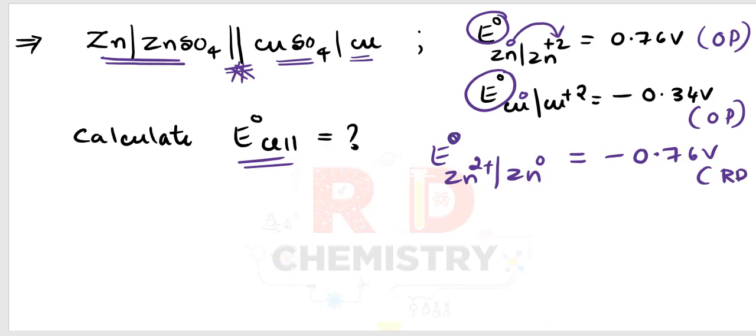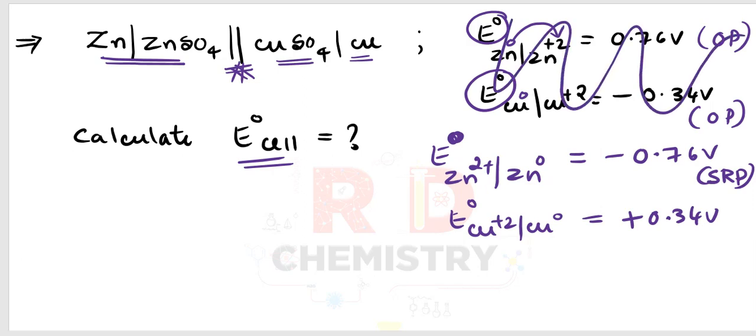Since they have mentioned E naught values, E naught is an SRP value. Similarly, E naught of copper plus 2 becoming copper 0, plus 2 to 0, is a reduction. Therefore, the potential is a reduction potential, so the value will be plus 0.34 volt. So when oxidation potential becomes reduction potential, the sign changes. So we will not be taking this one. Okay. So E naught cell is equal to E naught of the cathode minus E naught of the anode.